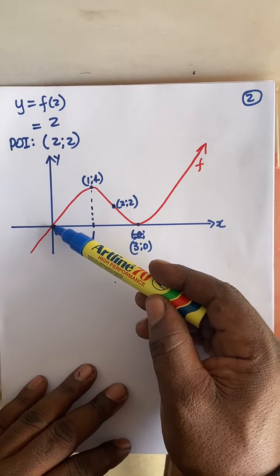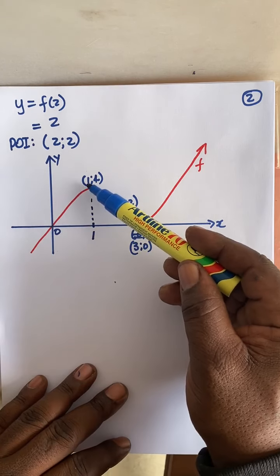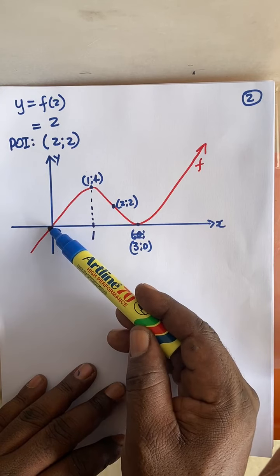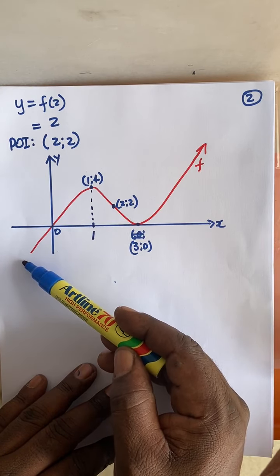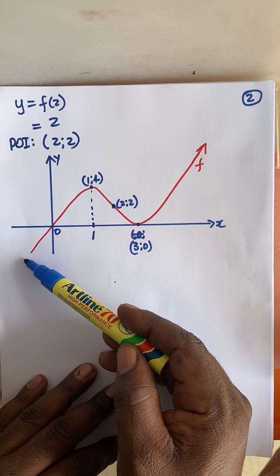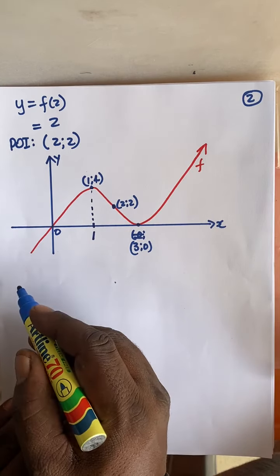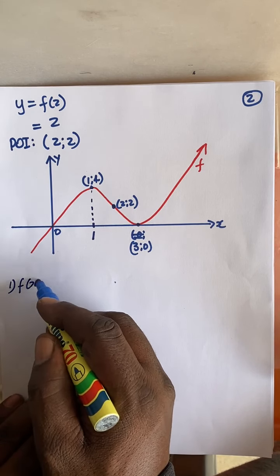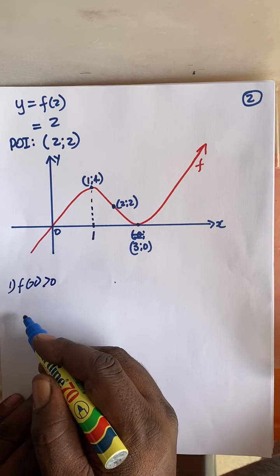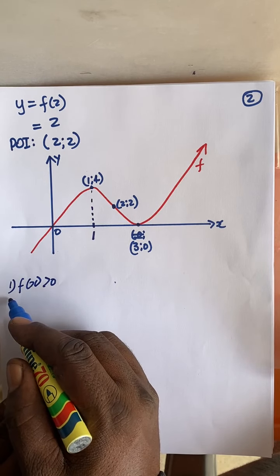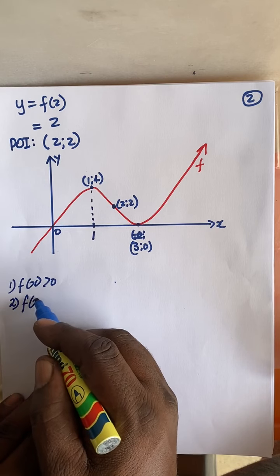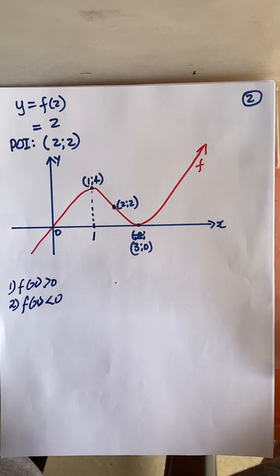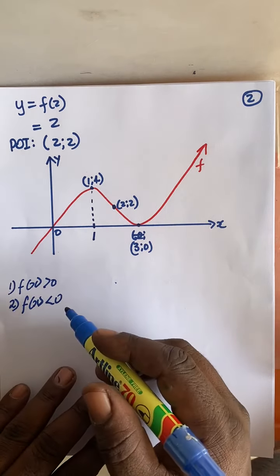We want the graph which is x 0. All this part is above the x-axis, but on this side where x is negative, the graph is below the x-axis. So there may be a question that says determine the values of x for which f of x is greater than 0, or determine the values of x for which f of x is less than 0. These are the questions that normally ask about interpretation.